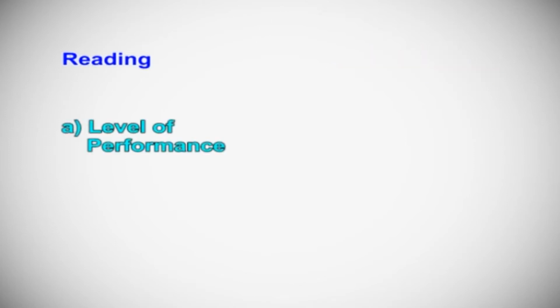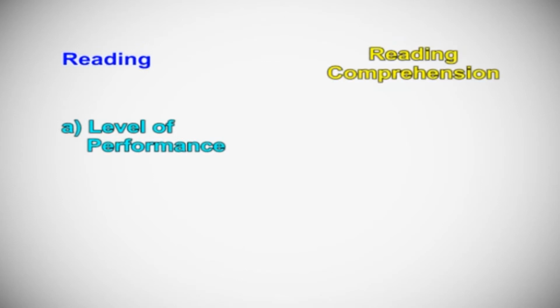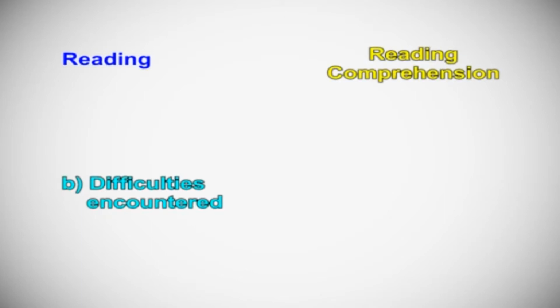An individual educational program should have the following requisites. The first one is reading, and with reading, we have to look into word reading, sentence reading, and reading comprehension. Under this, we have to look at the level of performance for the word reading, sentence reading, and reading comprehension. We also have to look at the difficulties encountered in word reading, sentence reading, and reading comprehension.